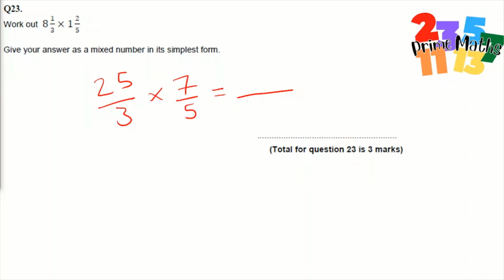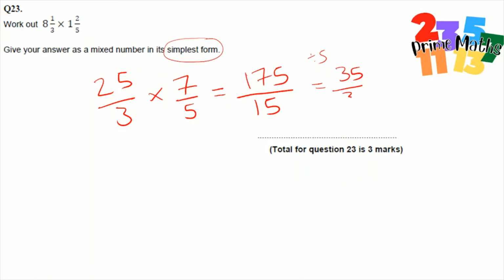25 times 7 gives us 175. We know that 4 25s is 100, so 8 25s is 200, so 7 must be 175, and 15. I can divide both of these by 5 as it wants it in its simplest form, so divide both of these by 5, and we end up with 35 over 3, and 35 over 3 is 11 with 2 left over, 11 and 2/3.